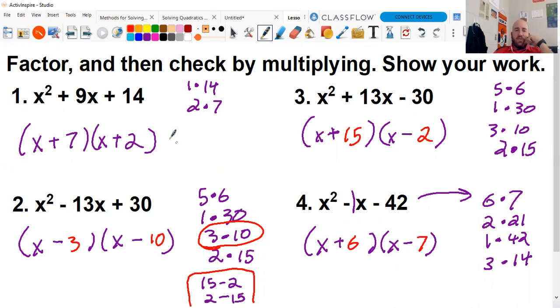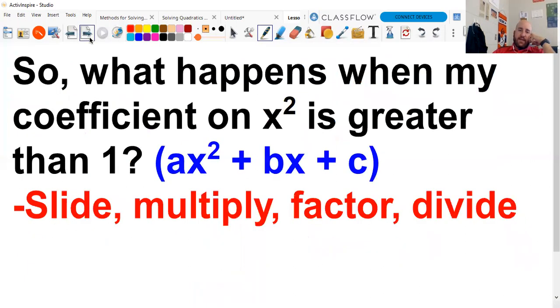What do I do, however, when x does have a coefficient? What happens when my coefficient on x squared is greater than 1? We're going to do something called slide, multiply, factor, divide.